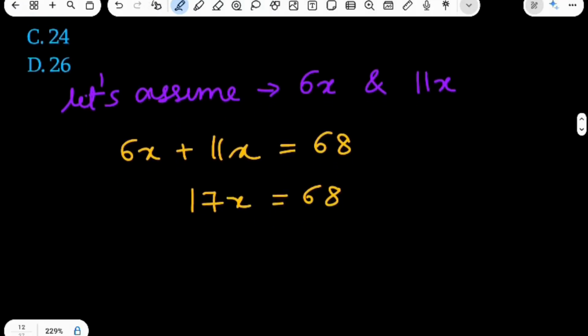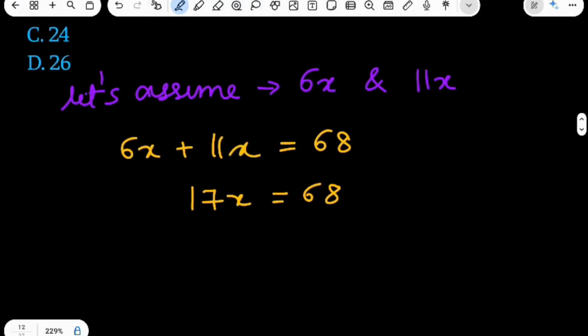I hope this is clear. We are just adding the two numbers, assuming that the ratio parts are 6x and 11x. Okay. Now keeping x here, this is basically getting multiplied.